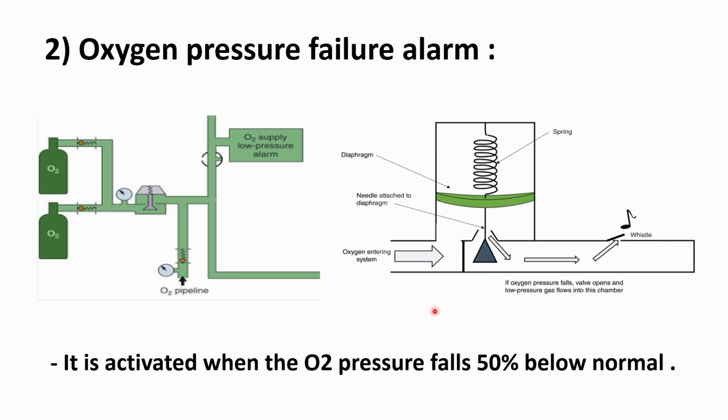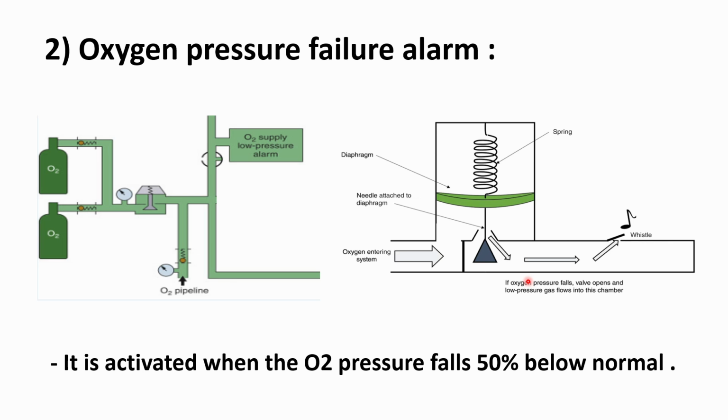At this level, the oxygen entering through this system will not have much pressure to open this diaphragm, and this triangle will go down, allowing free flow of oxygen from here, which will open a whistle at the end of this path, giving an oral alarm to us that there is a problem within the pressure.